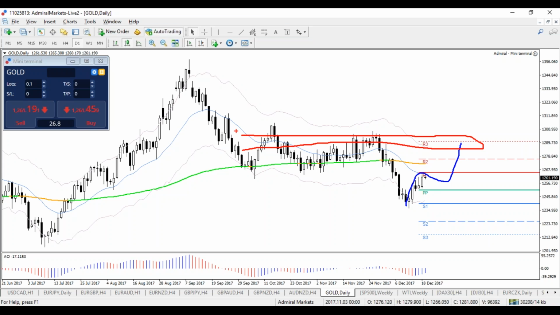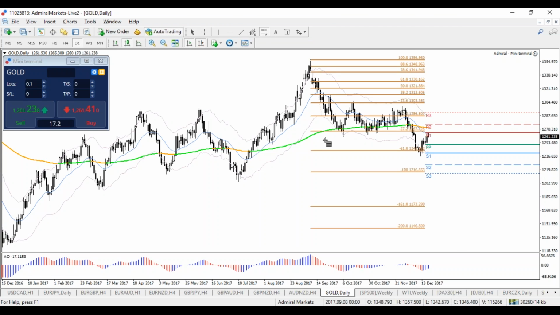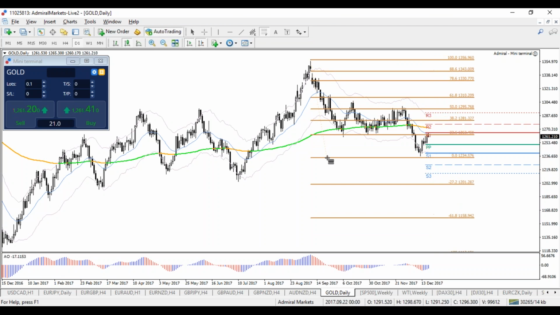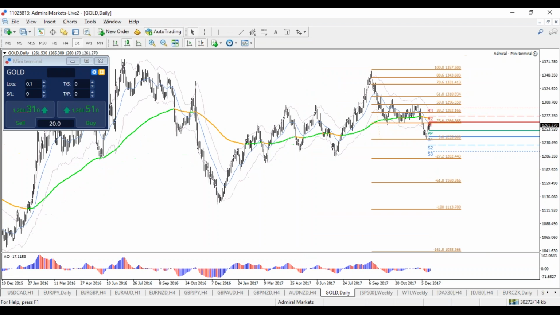I think that more bearish correction is expected, and that bearish correction could take price, if we put a fib from here to here, 5038.2 fib could take price down to the minus 61.8 target or minus 100 target. So this is what I'm expecting: down, up, and then maybe something like this, down and then up again.